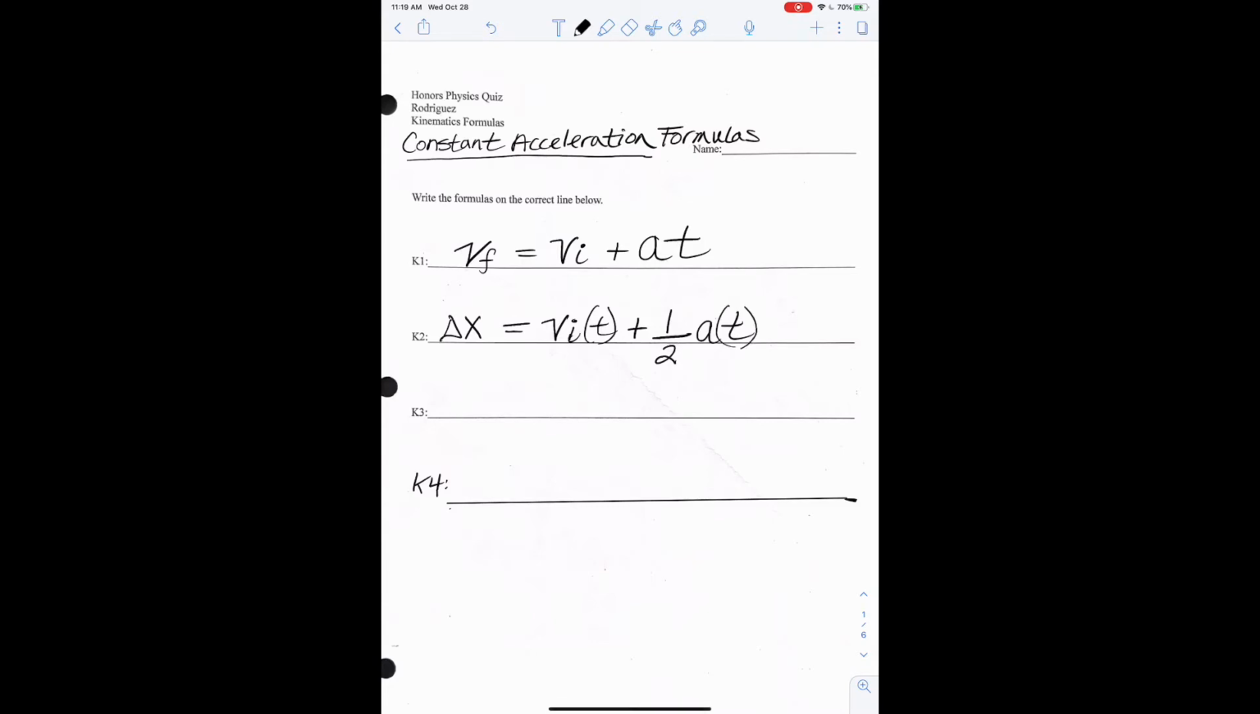Now, only the t is getting squared there. Only the t is getting squared. All right. The parentheses, do they have to be there in that certain way? Probably not. I write them sometimes without the parentheses. I'm just trying to make it visually make sense. All right. So, but only the t is getting squared. So that formula reads delta x equals VIT plus 1/2 AT squared. Okay. Good. K3.